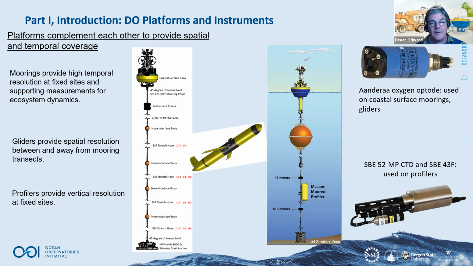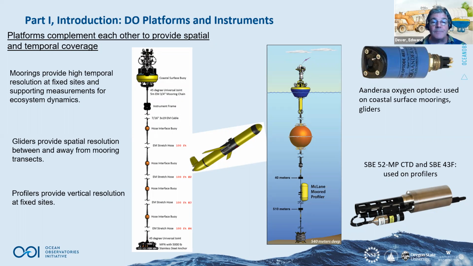We try to also make sure that these different platforms complement each other by co-locating them. So the profiler mooring is located near a surface mooring. The gliders transit not just between the moorings, but also past the moorings and allow comparisons to be made between those measurements. We have two basic measurement technologies that we're using on OI, on coastal surface moorings, profilers, and gliders.